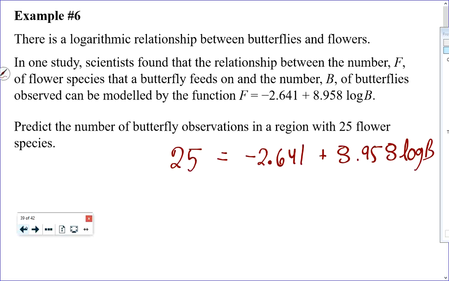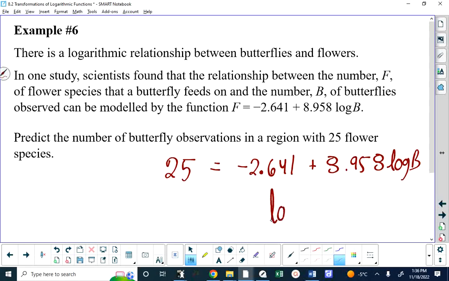Well, we have to add 2.641 first. Then we have to divide by 8.958, and then we have to figure out what to do to get B. Excuse me. So we're just going to take 25 and add the 2.641, then divide by the 8.958. That will give us a number equal to the log base 10 of how many butterflies there are.